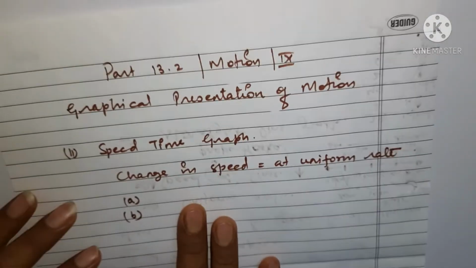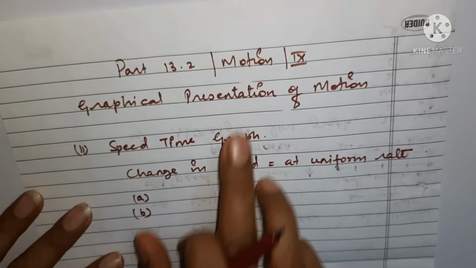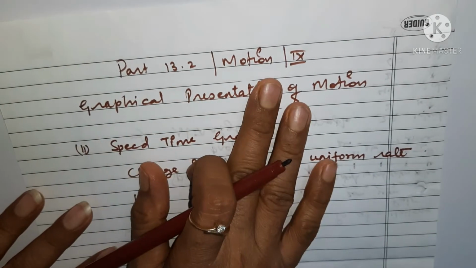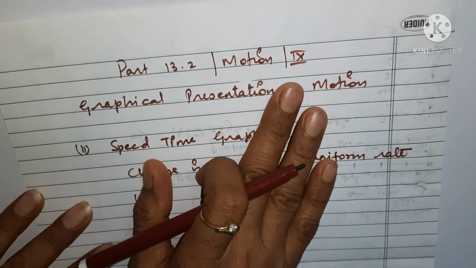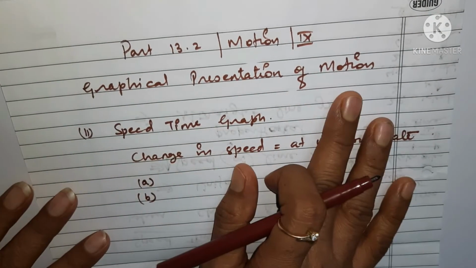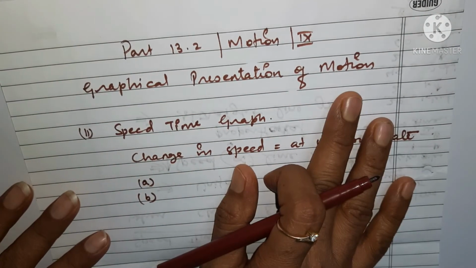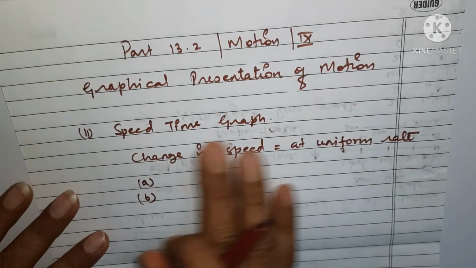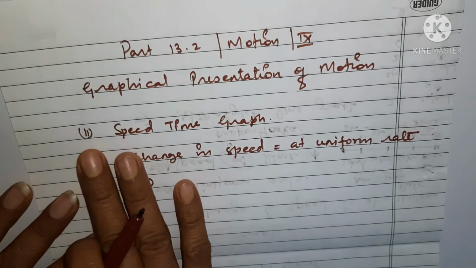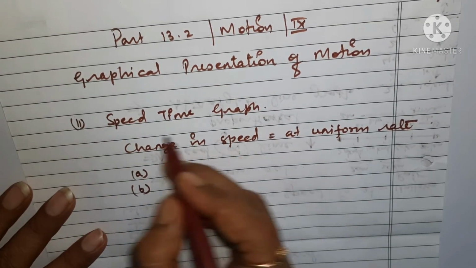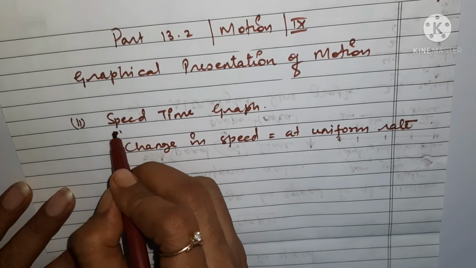We are going through a series of sessions for the chapter Motion. This is session number 13.2, for class 9th, CBSE board. We are going through the topic of graphical presentation of motion, and we have already done one of the topics under this. The second topic which we are going through is the speed time graph, and in this also we have already completed the very first topic.